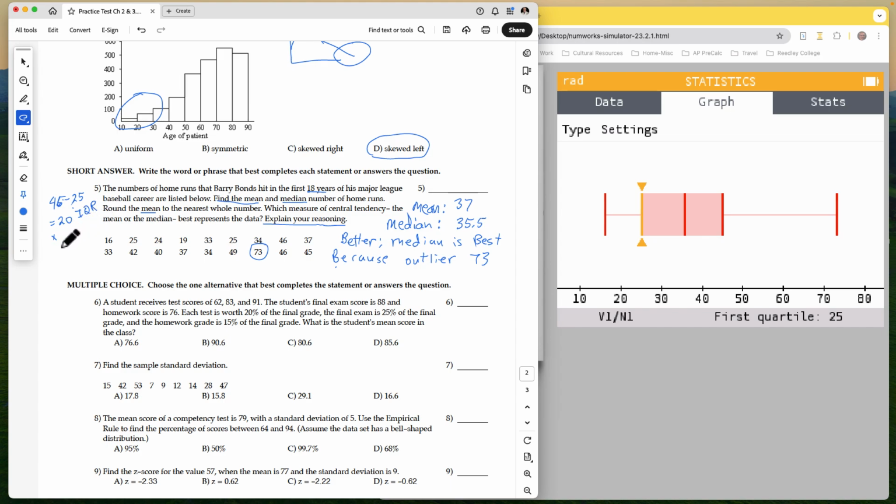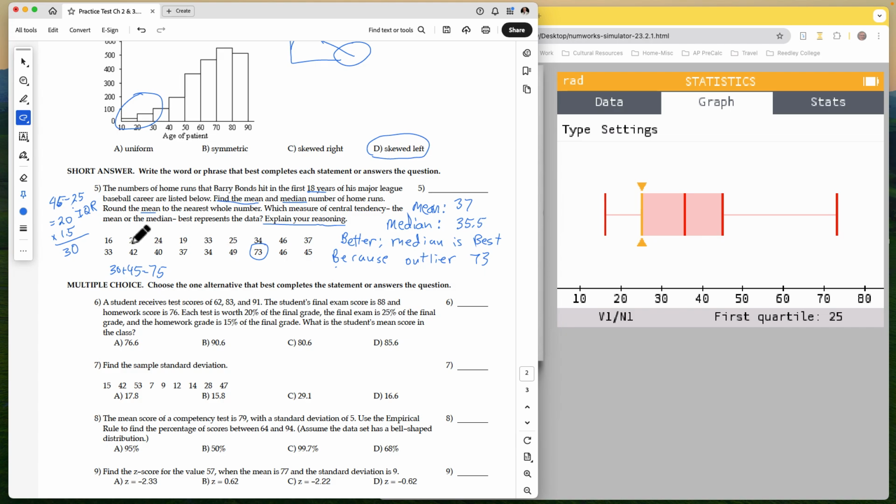Multiply this by 1.5, and we're going to get 30, since half of 20 is 10, and 20 plus 10 is 30. If you take 30 plus 45, you get 75, so that's technically where the outlier starts. 73 is not technically an outlier, right, according to this.